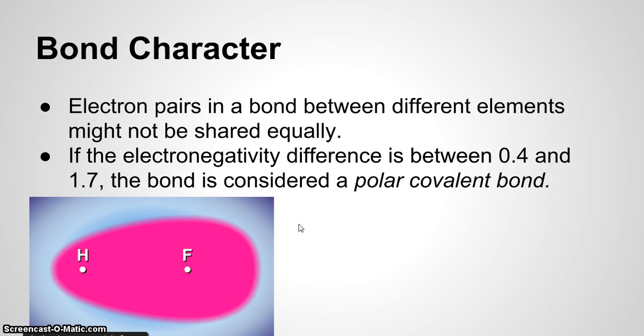If electron pairs bond between two different elements, then they might not be shared equally. If the electronegativity difference is between 0.4 and 1.7, we consider that a polar covalent bond. So here you can see fluorine is more electronegative than hydrogen, so the electrons are more dense around the fluorine than they are around the hydrogen. They're still sharing, it's kind of like a tug of war, but fluorine is pulling on them more. The electrons are more attracted to fluorine, so they are shared unequally in a polar covalent bond.